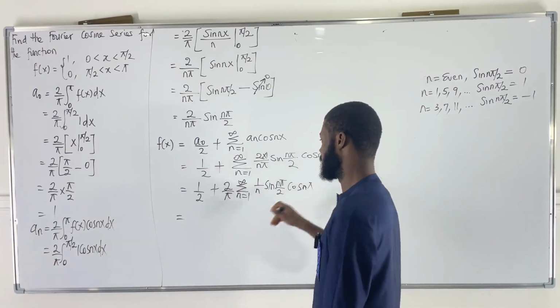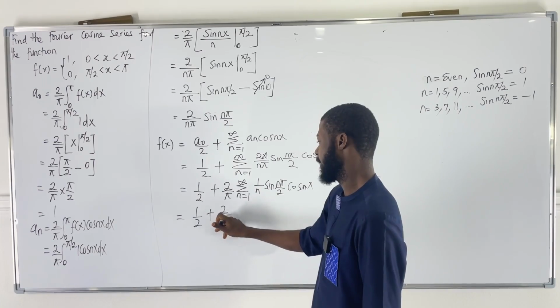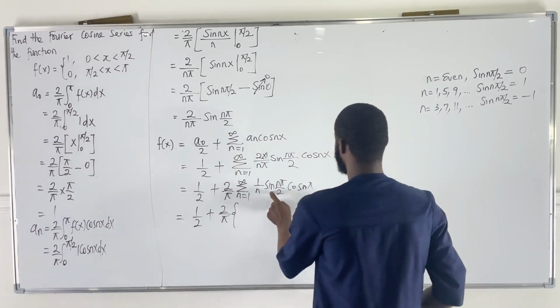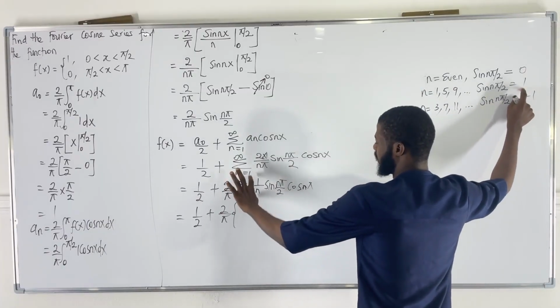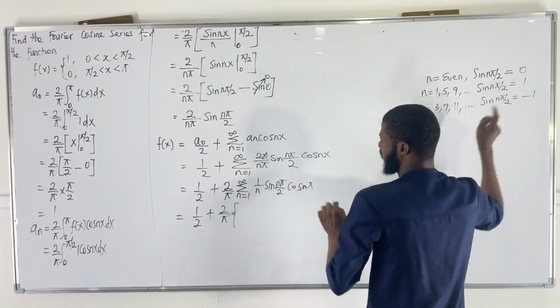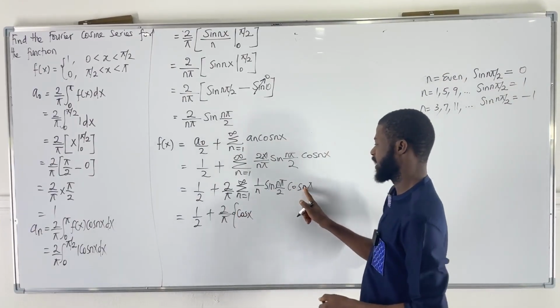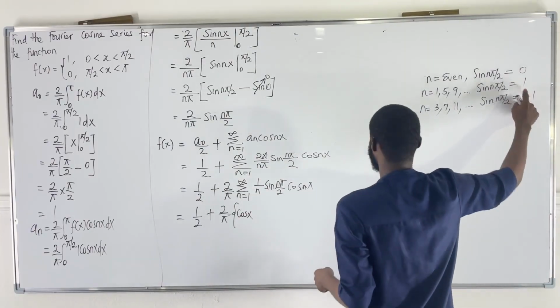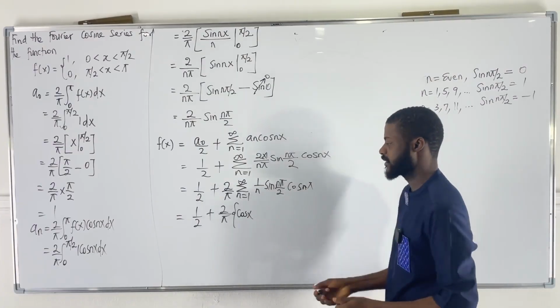Otherwise, this could have been the answer. So this is 1 over 2 plus 2 over pi. Now let n be 1. Now if n is 1, what's the value of this? If n is 1, this is 1. So everything here is 1. Then this is cos 1x. So this will just be cos x, because we are putting n as 1. And when n is 1, the value of this is 1, so this is 1 times cos 1x. So that's just cos x.